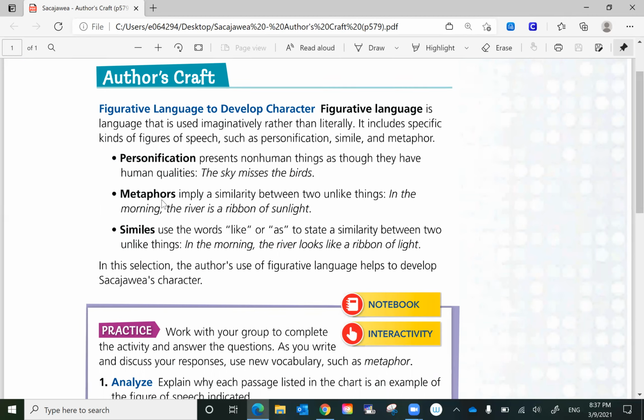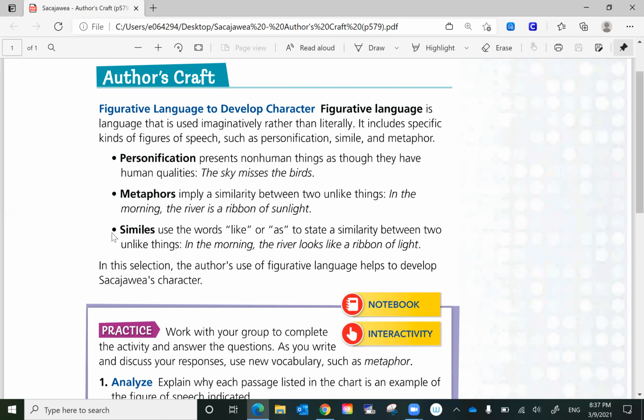The next one is metaphors, which implies a similarity between two unlike things. So it's making a comparison. It says, in the morning, the river is a ribbon of sunlight. It is comparing the river to a ribbon, or a ribbon of sunlight. How bright, basically saying how bright it is.